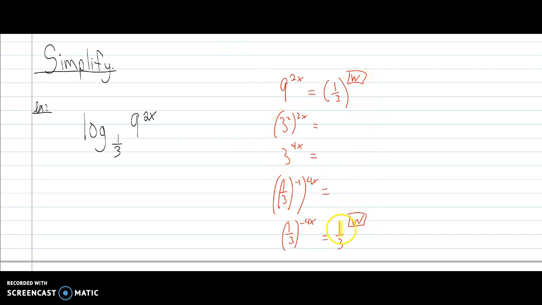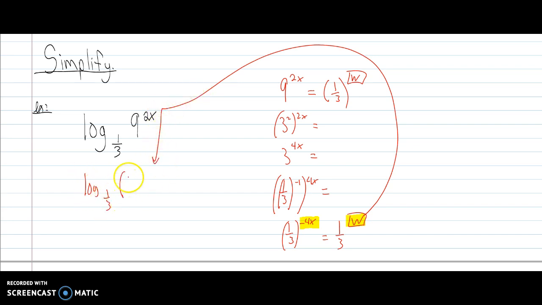And since these bases are the same, it means these exponents have to be the same. So w, our answer on this, is going to be log base 1/3 of 1/3 to the negative 4x. Now as I look at these, log base 1/3 of 1/3, those are going to cancel out, so our answer is going to be negative 4x.